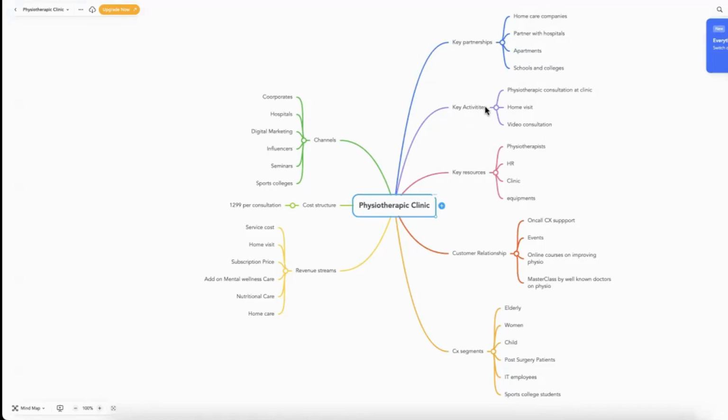Then comes the key activities. Here, key activities means what we are doing in our business so that customers are happy. So physiotherapy consultation at the clinic, home visit, video consultation. These activities will improve the customer satisfaction. Then comes the key resources. Our resources are basically physiotherapists, HRs, clinic, equipment, etc. You can always modify these according to your business model.